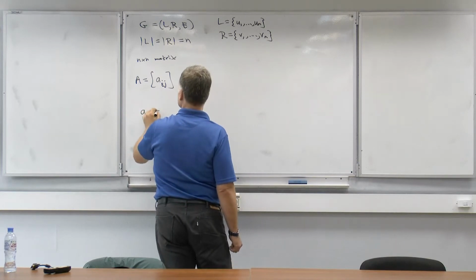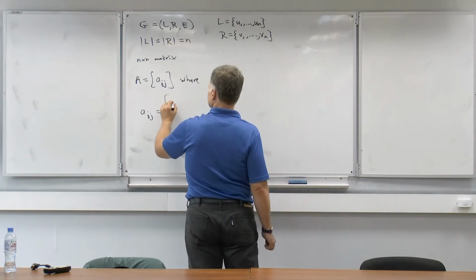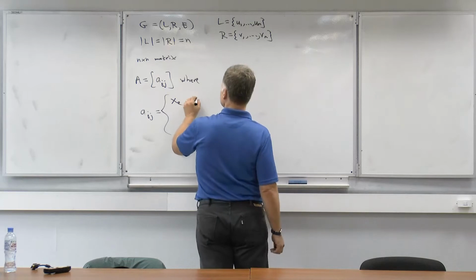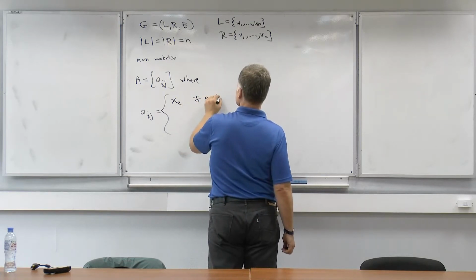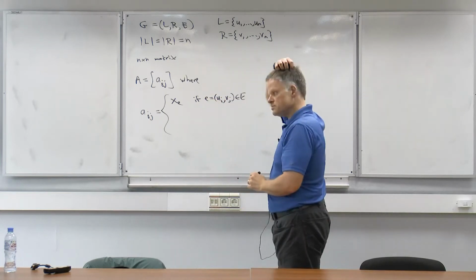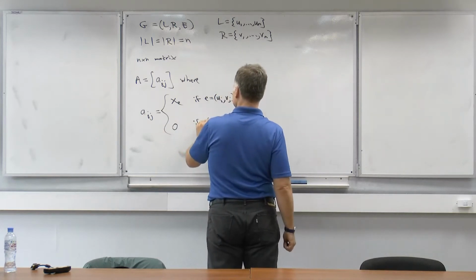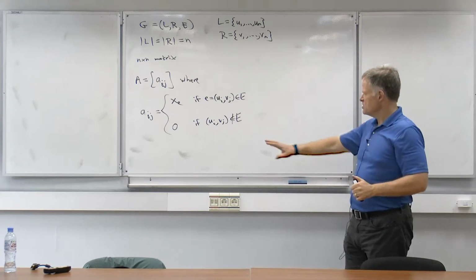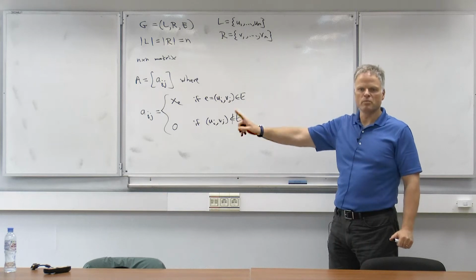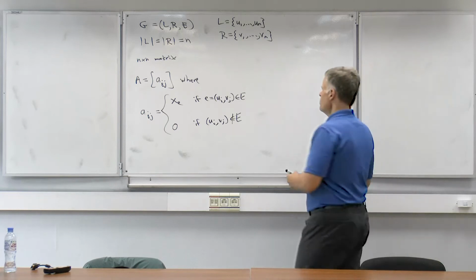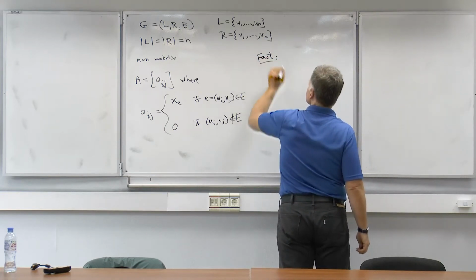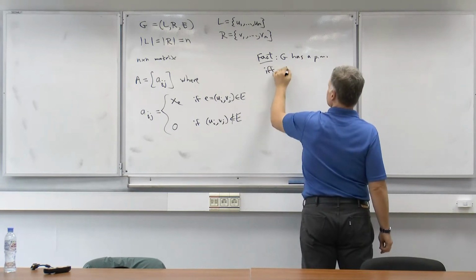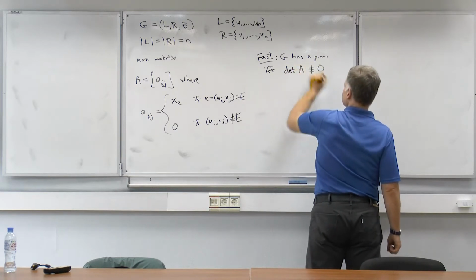So A_ij is equal to X sub E, where X sub E is a fresh variable, if E equals UiVj, if this thing is actually an edge, and 0 if UiVj is not an edge. Okay. So this is just like the biadjacency matrix, except instead of ones, I put a variable, and no two variables occur in the same spot. So, fact: G has a perfect matching if and only if the determinant of A is not identically zero.